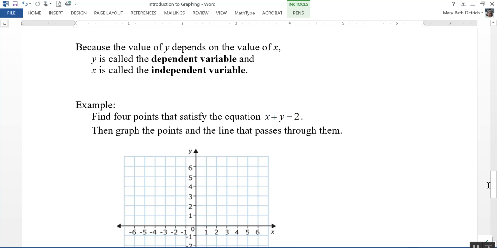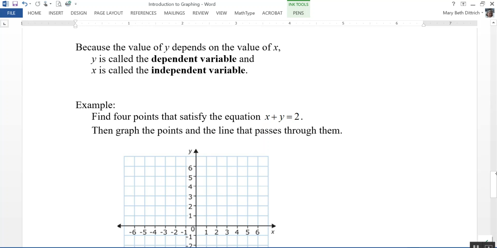Because the value of y depends on the value of x, y is called the dependent variable and x is called the independent variable. I can most of the time choose whatever value I want x to be, and then something's going to happen to that. In the previous case it was multiplied by 3, and that gives me my y value. So whatever I get for y depends on what I put in for x.